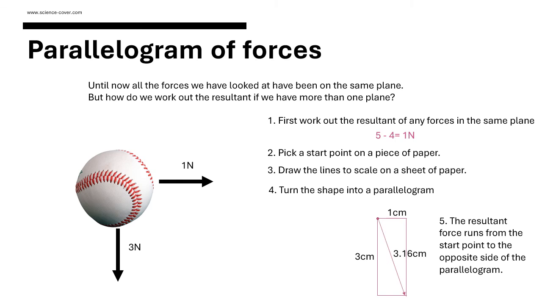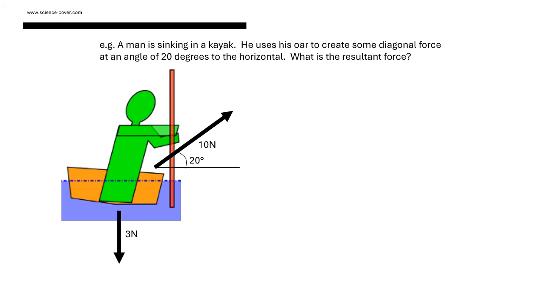What we need to do is to measure the length of this line. So using a ruler, I can measure that length, and it's 3.16 centimeters. Now since we've been working to the scale of 1 centimeter equals 1 Newton, I know that the resultant force is 3.16 newtons.